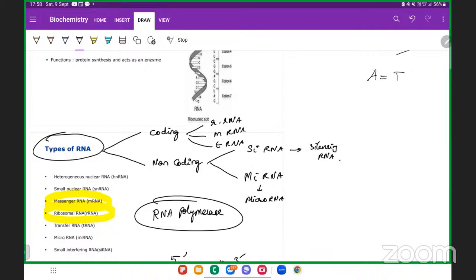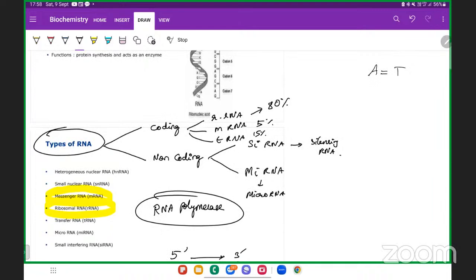Among all the RNAs, rRNA is the most abundant. It constitutes about 80%, whereas tRNA constitutes 15% and mRNA constitutes only 5%, and all are synthesized in your nucleus and your nucleolus. All these RNAs are synthesized in the nucleus and nucleolus. I will show you the structure in detail. Are you clear with this?